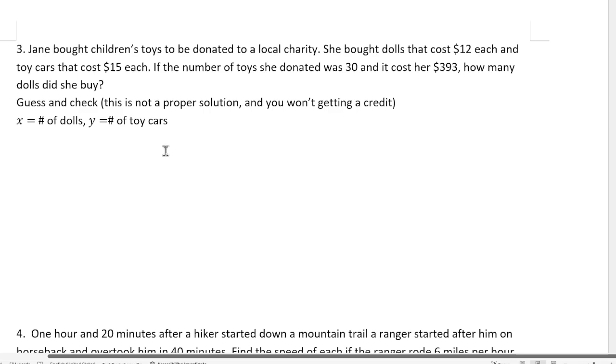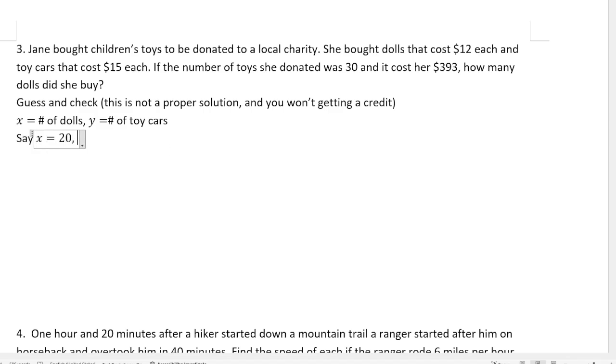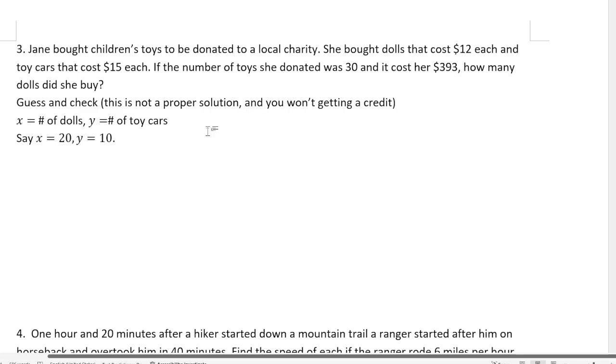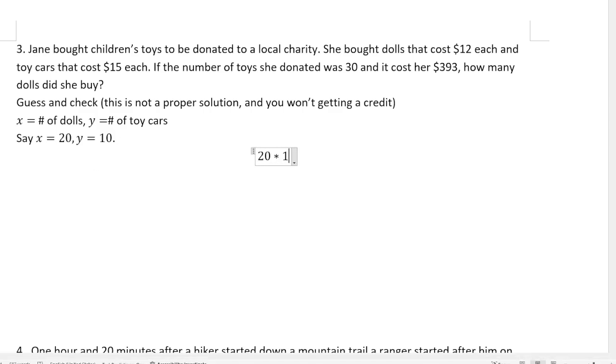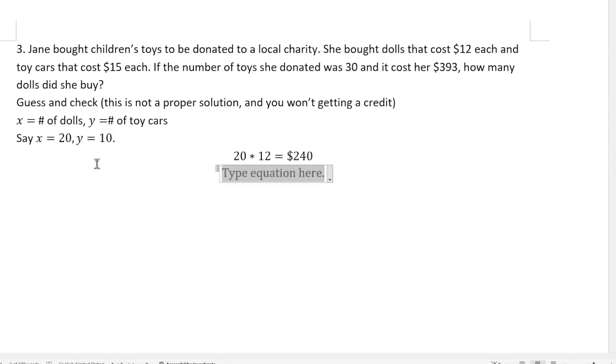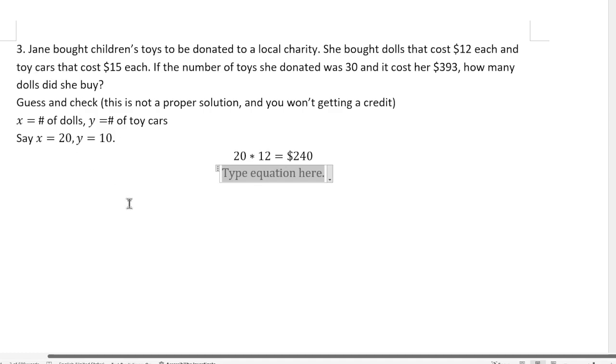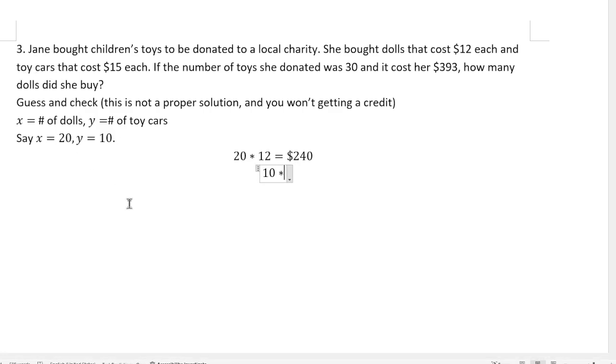Okay, so say x is 20 and then y is 10. Let's see what happens. Okay, we know that dolls cost 12 each, so how much is the total for the dolls? You're buying 20 dolls that cost 12 each, right? So it's $240. On the other hand, we have toy cars that are 15 each, and we bought 10 of them, so 10 times 15 is 150.